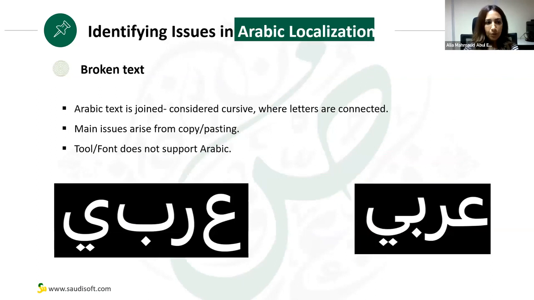Here is another example of issues that we commonly see in Arabic localization. Below are 2 images of the word Arabic in Arabic. On the right side is the correct representation of the word, and on the left is the type of issue that we see, which is broken text. Arabic is considered a cursive language where all the letters are connected, so once you see these broken letters, you can pinpoint that there is an issue. This issue mainly arises from either copying and pasting, and most commonly from the tool or the font being used not supporting the Arabic script.